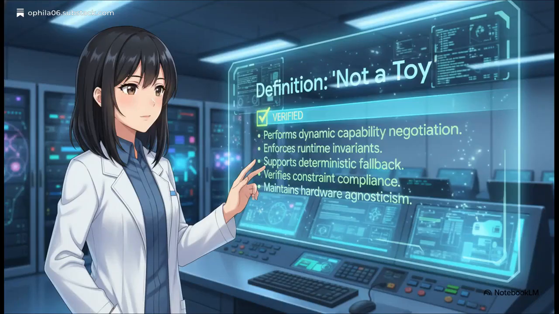Well, the official docs actually give us a checklist for what separates a toy from a tool. A serious framework has to do things like enforce runtime invariance. That just means it has to guarantee that certain critical rules are never broken, no matter what, or support deterministic fallback, which means if a piece of hardware suddenly fails, the system doesn't just crash, it has a predictable, safe plan to handle that failure. These are not easy things to do, and RFabric was specifically engineered to tick all these boxes.